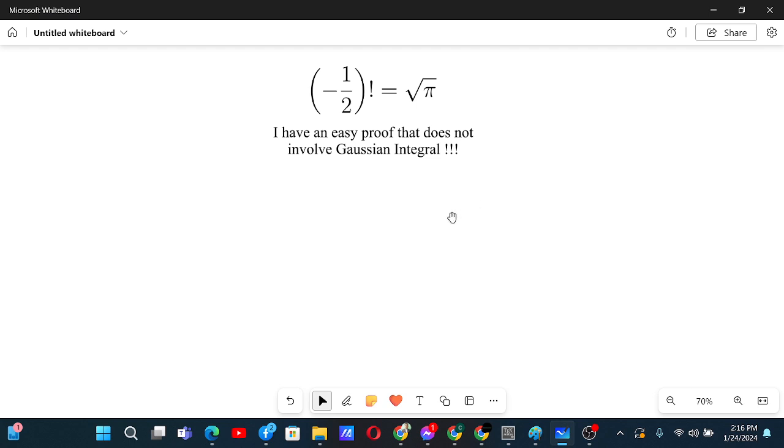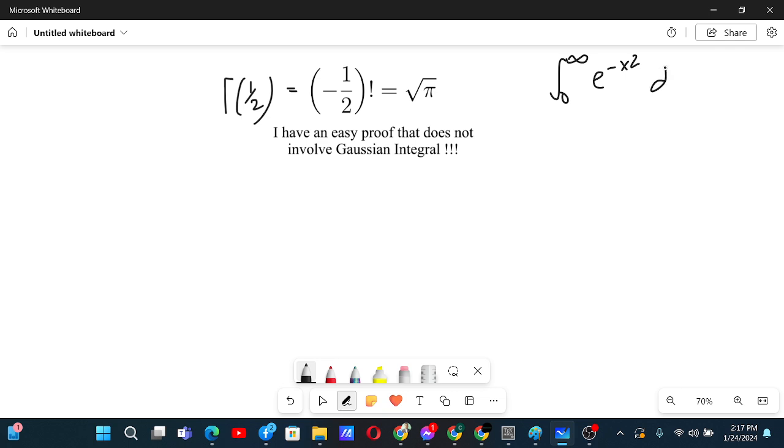I have an easy proof of minus 1 by 2 factorial that does not involve the Gaussian integral. So basically, most proofs that gamma of 1 by 2 is root pi involve the Gaussian integral from 0 to infinity of e to the power minus x squared dx. But in this video, I will prove this statement without using the Gaussian integral.